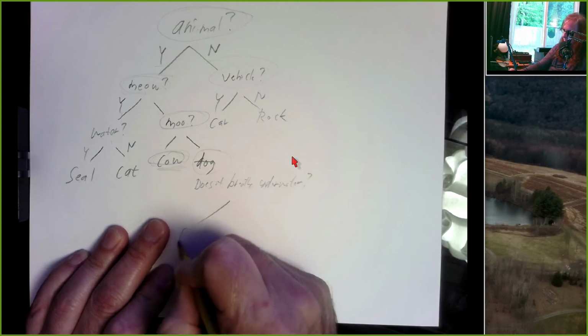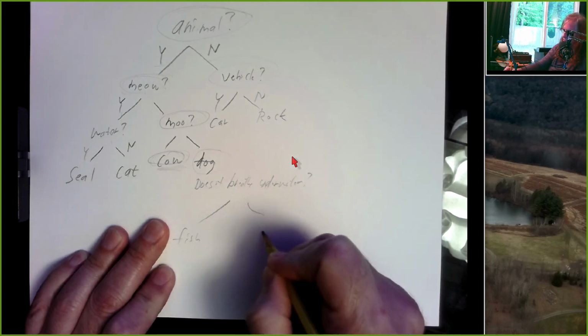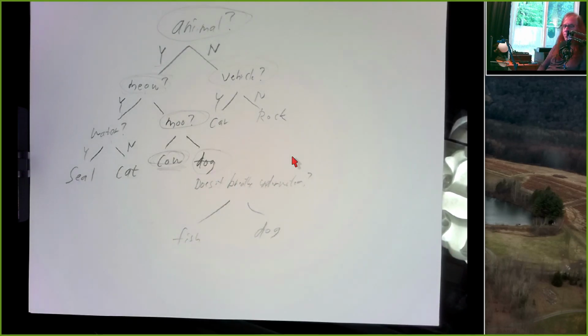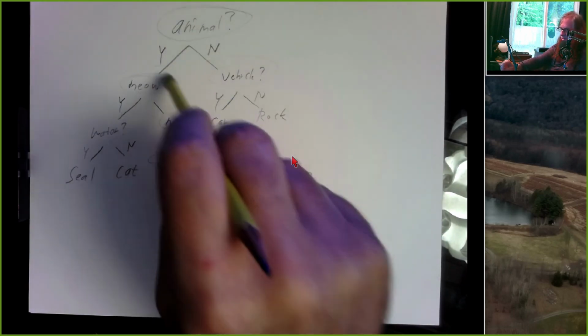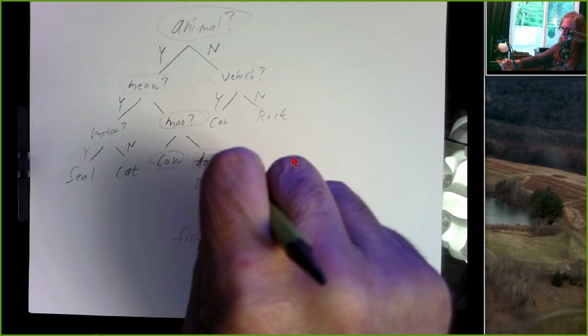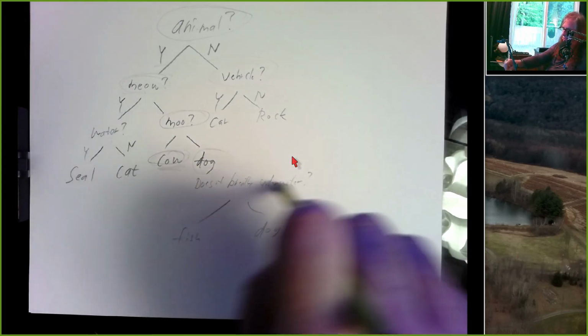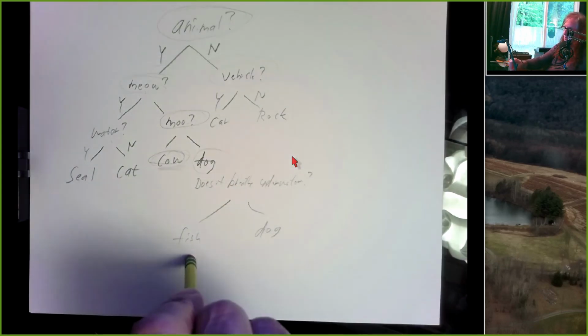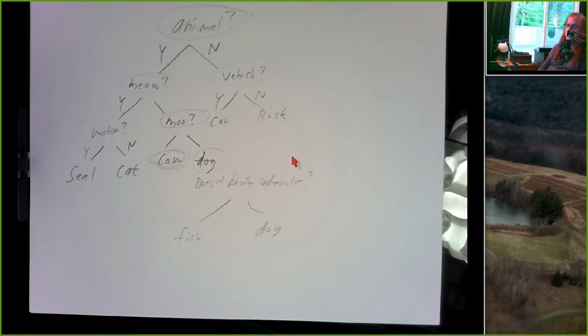And yes means it's a fish, and no means it's a dog. And now if somebody's thinking of a fish, you'll go down the same set of questions. When you get here, instead of saying it's a dog, you'll ask this one more question, which will differentiate between the fish and the dog.